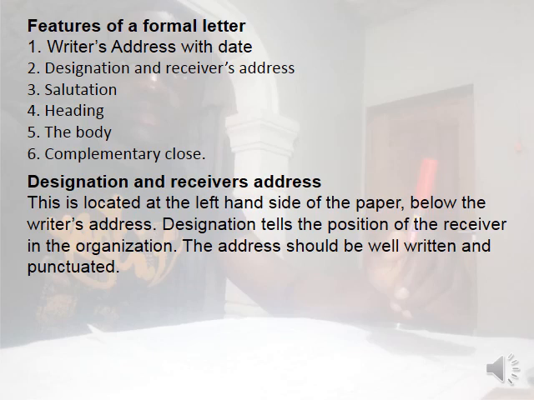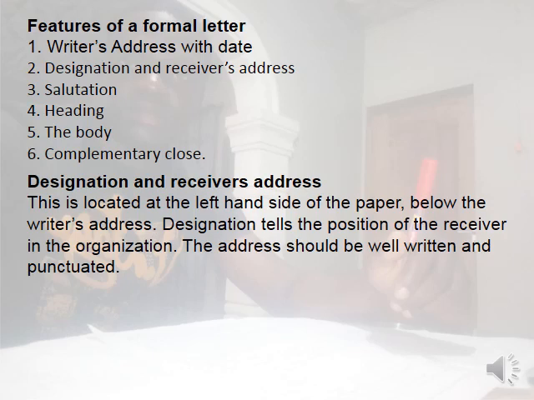This is located at the left hand side of the paper below the writer's address. Designation tells the position of the receiver in the organization. The address should be well written and punctuated. Okay, now this says designation and receiver's address comes immediately below the writer's address, and the designation is just telling us the position of the person we are writing to. If the person is the principal, if the person is the chairman, if the person is the manager, if it's honorable minister, and so on and so forth. That is designation. Then the address of the office of the person.